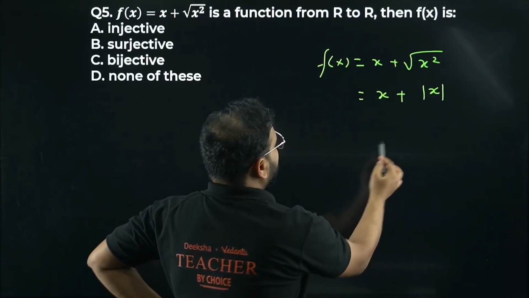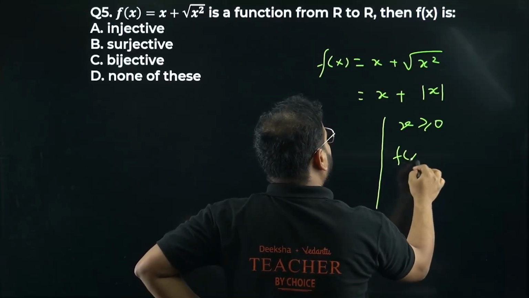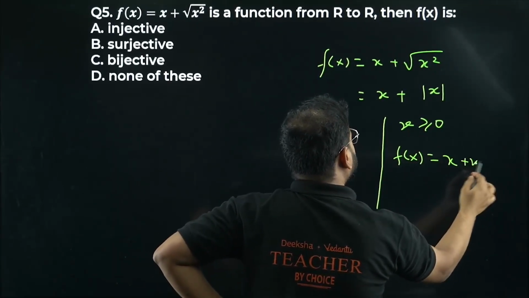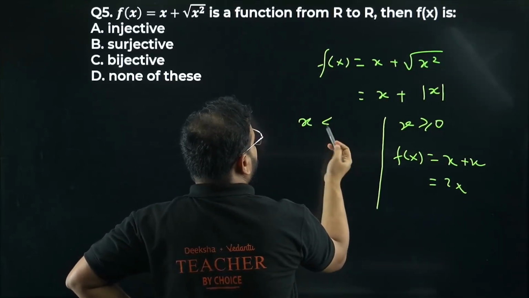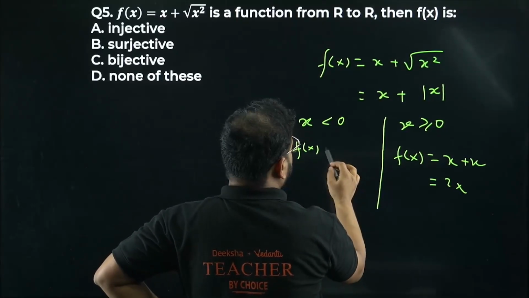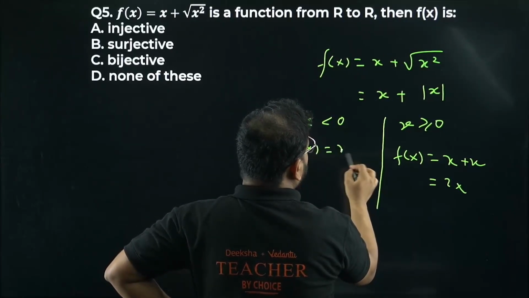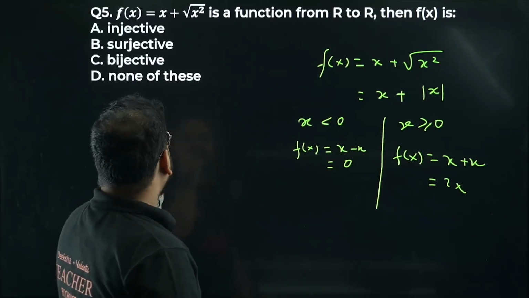So if I take x as positive, f(x) will become x plus x. How much is that? 2x. If I take x as negative, what will happen? f(x) will become x minus x. How much is that? 0. Can we draw the graph?